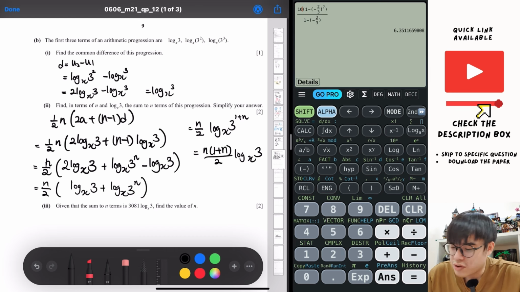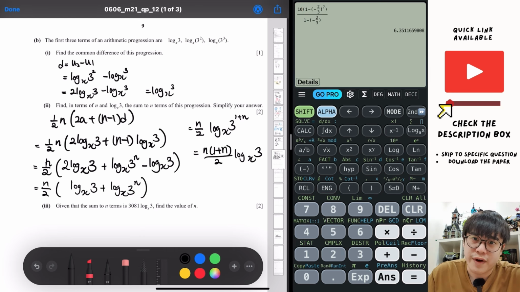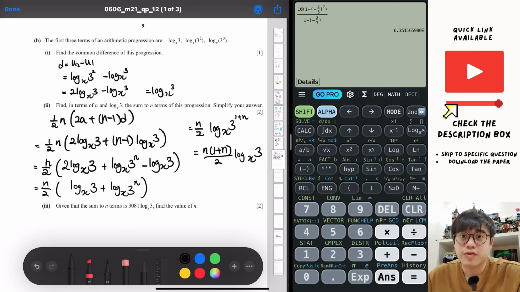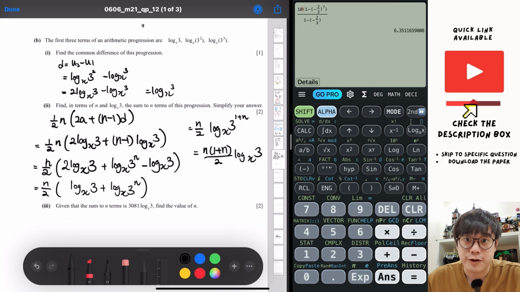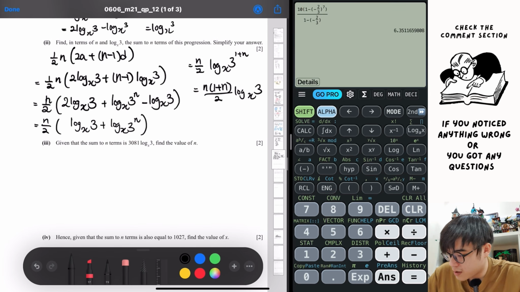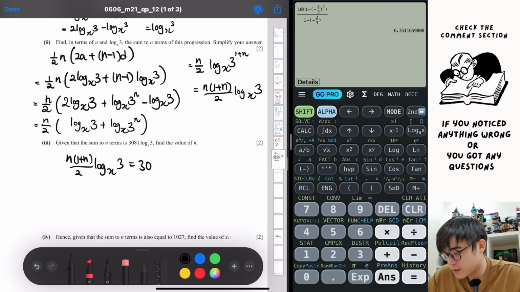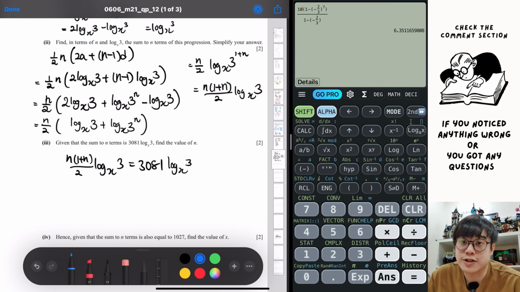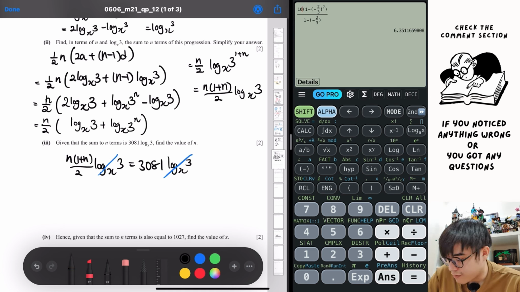So you need to play by ear. Adjust your variables accordingly. There's no one solution that fits all here. You have to make your own judgment when you're dealing with the question on the spot. Given that the sum to n terms is 3081, so we have n(1 plus n) over 2 log x3 equals 3081 log x3. Notice that both sides have log x3, so you can get rid of them, and what you have left will be this.